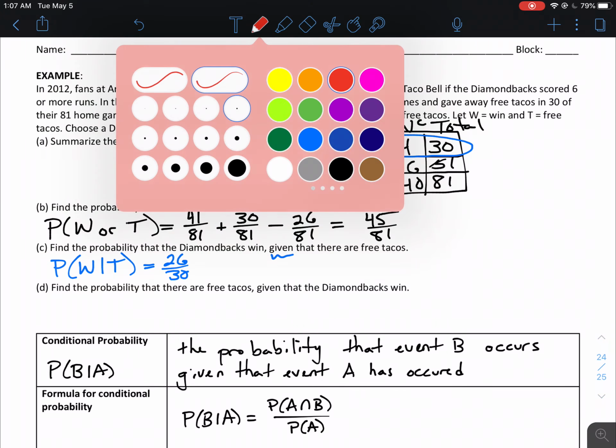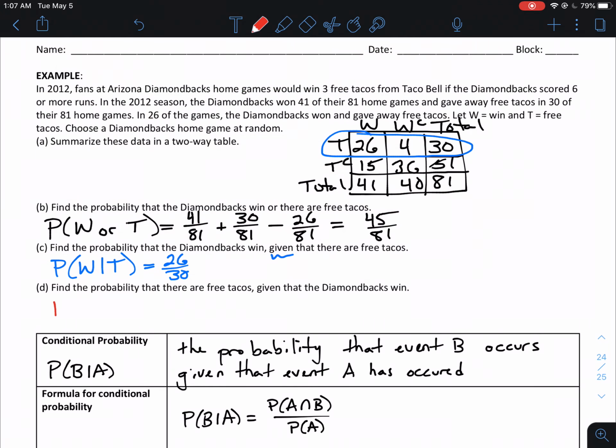For part D, then, we're going to go a different direction. This asks us to find the probability that they get free tacos given that they won. So now we're only going to look at the games where they won and look to see how many times they got free tacos. So actually the 26 in the numerator stays the same, but now we're putting that out of the 41 games where they won, since we were told that they had won those games.